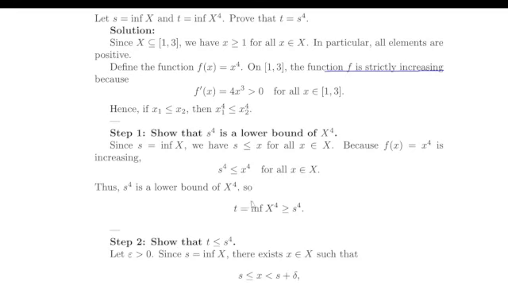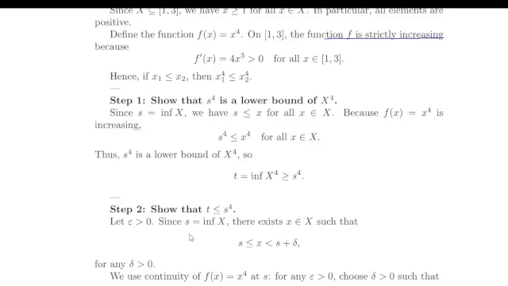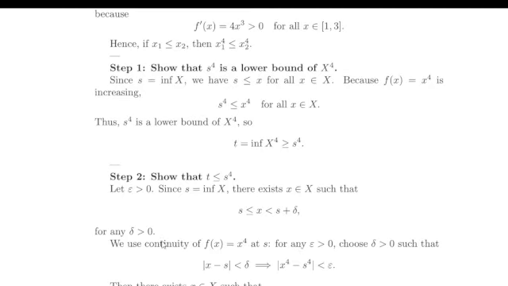So that means that t equals inf x to the fourth is greater than or equal to s to the fourth. Now we want to show the converse is true. So we want to show that t is less than or equal to s to the fourth. So what we're going to say is let epsilon be greater than 0. Since s is the inf of X, that means there exists x in the set such that x is between s and s plus delta for any delta greater than 0. And that makes sense because s is the greatest lower bound.